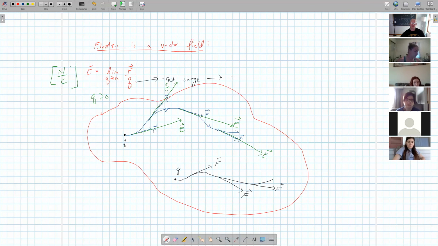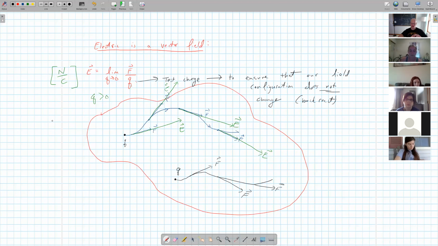So this is in here to ensure that our field configuration does not change. In fancy terms, this is what we call back reaction. So we don't want it to back react onto the configuration and change that configuration. Okay. So this is how we map out and determine the electric field.